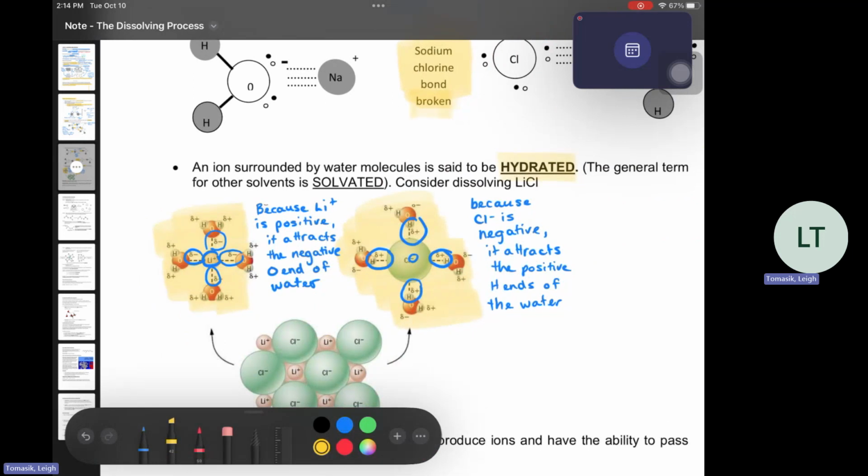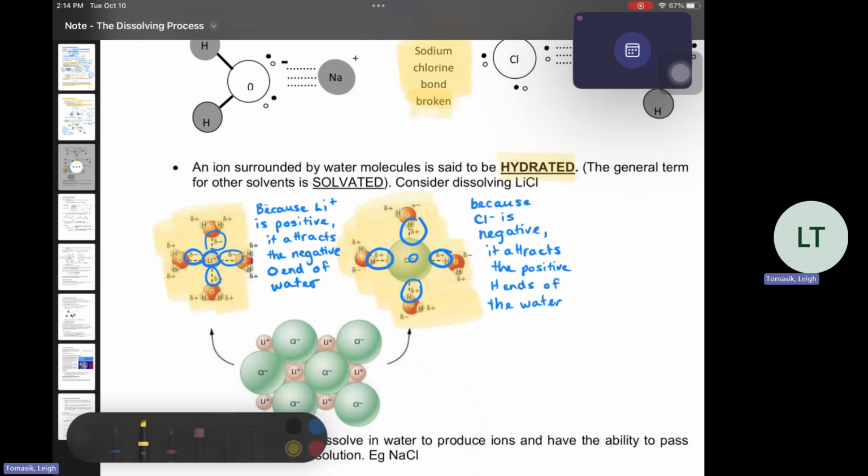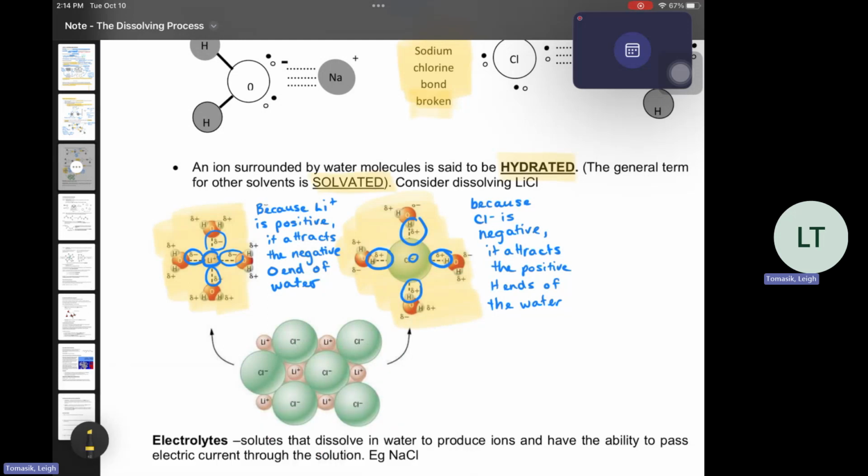So this hydration step only happens if water is the solvent. If something like ethanol or air is the solvent, you might hear the word solvated, meaning it's surrounded by solvent.